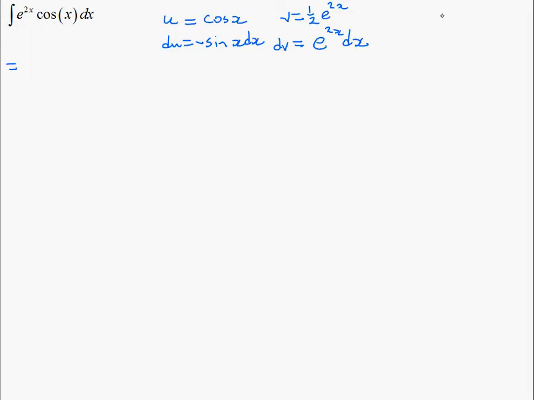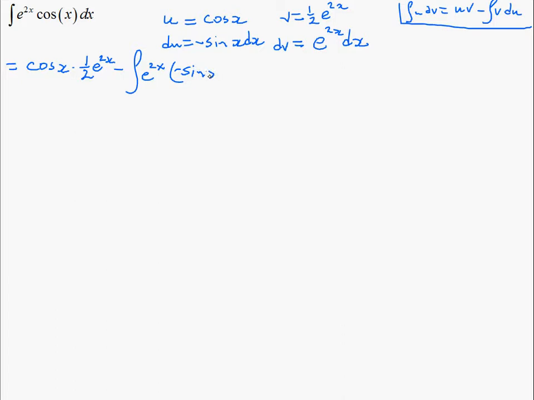Using our integration by parts formula, which, just to remind ourselves, I'll write over here for us, the integral of u dv is going to equal u times v minus the integral of v du. So that's your integration by parts equation. If this is u dv, or in this case u and dv, then we get u, cosine x, times v, which is 1/2 e to the 2x, minus the integral of v du, minus sine of x dx. So there's plugging everything into the equation.